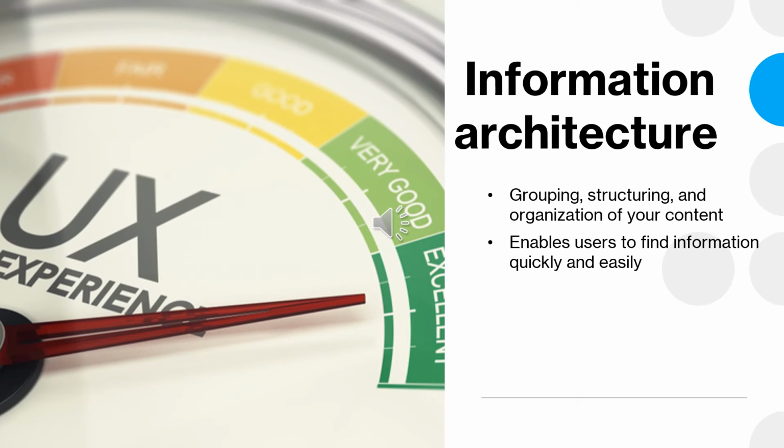Information architecture is basically just the grouping, the structuring and organization of your content or your information. The best way to think about information architecture or to understand it properly is to think about going to a restaurant, right?